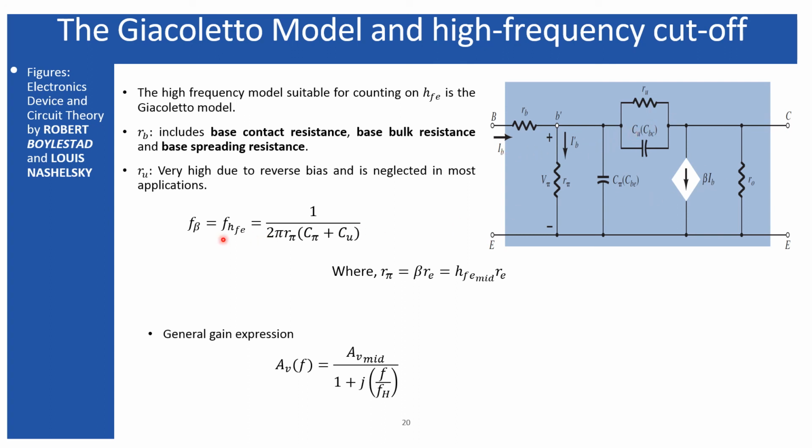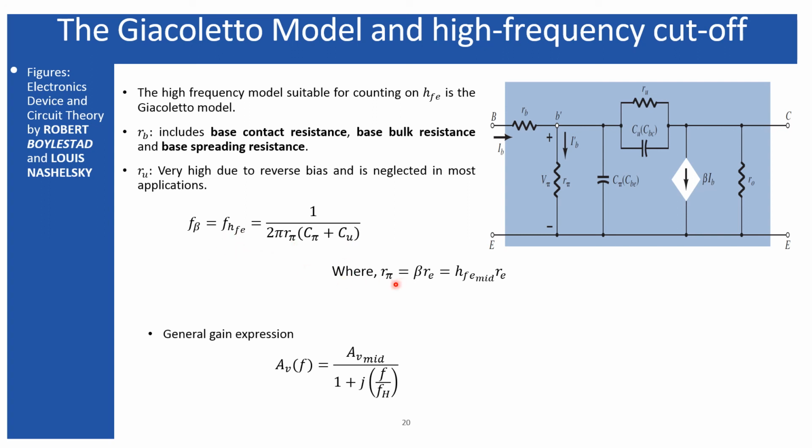Following this model, it can be shown that the f beta or fHFE has an expression as 1 over 2 pi R pi times C pi plus Cu. This is the first time where these two different capacitors are being included into one expression to give a cutoff frequency associated with this HFE.